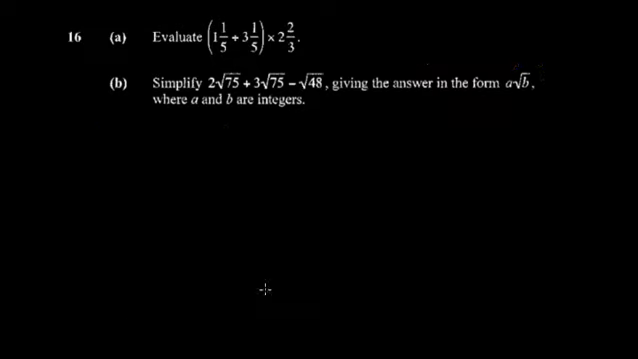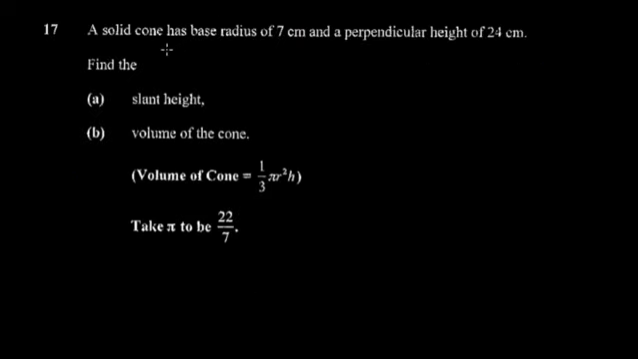Let's see what the next question says. The next question says you have a solid cone. It has a base radius of this much and a perpendicular height of this much. You're asked to find the slant height. With these questions, you should be able to draw whatever shape or solid they are giving you in the context. So it would be like this. Then you have the radius here, which is given as 7 centimeters, and the height is given as 24, so this one would be 24 here.